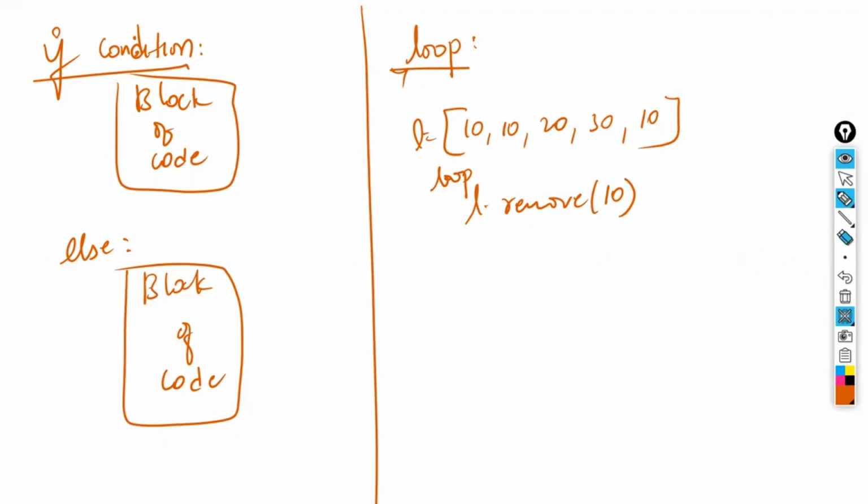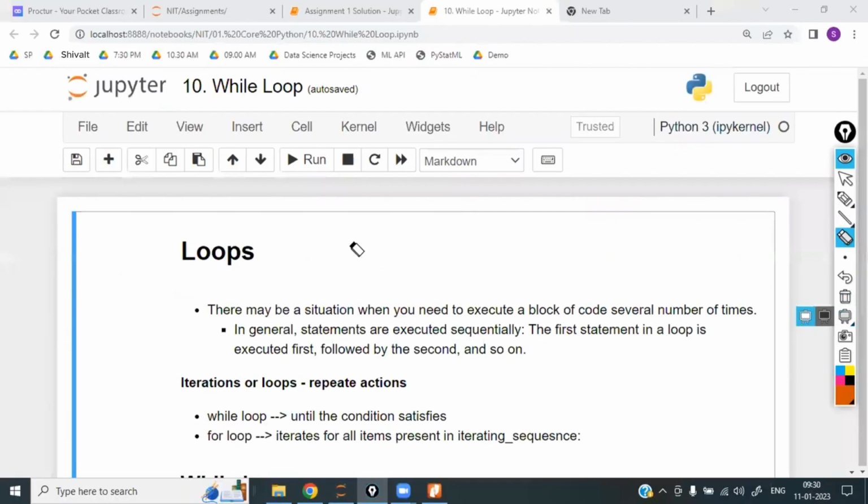Right? So here the same thing I'm going to use multiple times. Instead of one time, multiple times I'm going to do the same work. So loop means nothing but if there is a situation where you need to execute a block of code for several number of times, in that case we have to use the loop. Sir, I want to check only one time, sir, means conditional statement. No need to write multiple things, right?